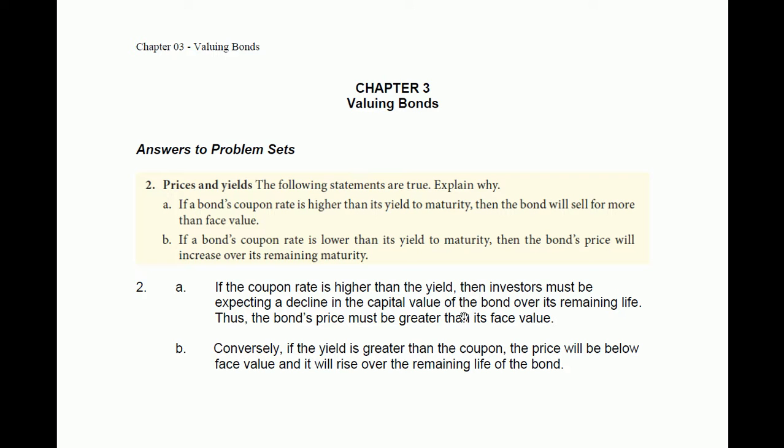Option B. If a bond's coupon rate is lower than its yield to maturity, then the bond's price will increase over its remaining maturity. In practice, we call this sell at a discount. It's vice versa as in option A, because if the yield is greater than the coupon, the price will be below the face value and it will rise over the remaining life of the bond.